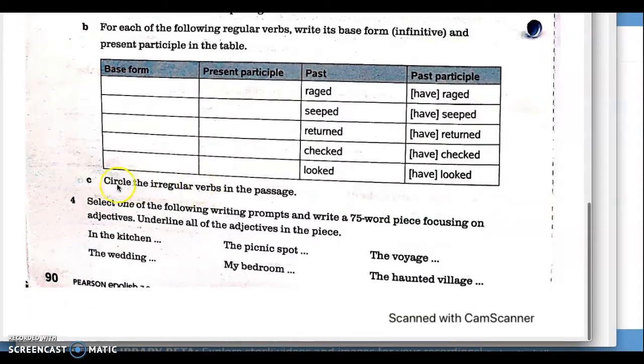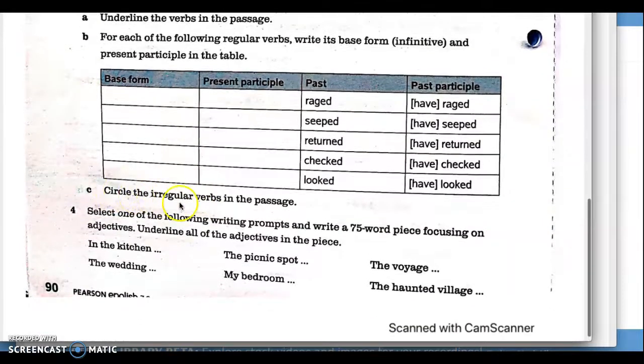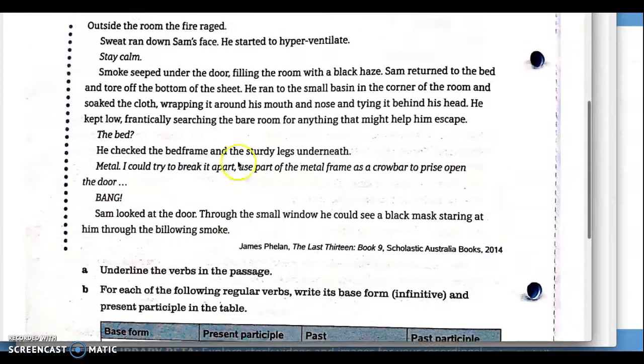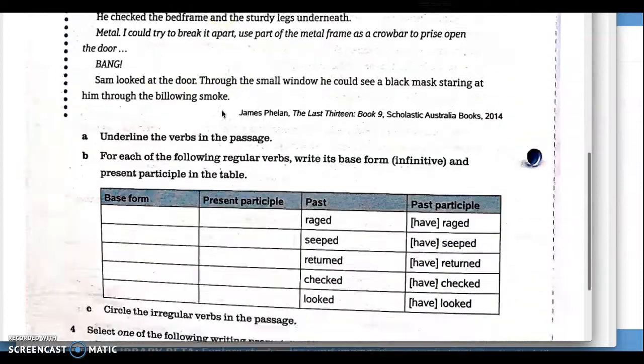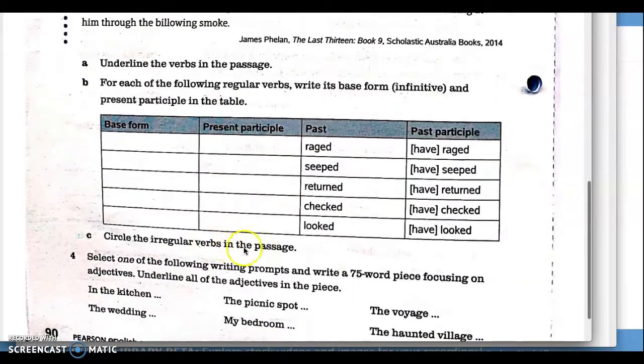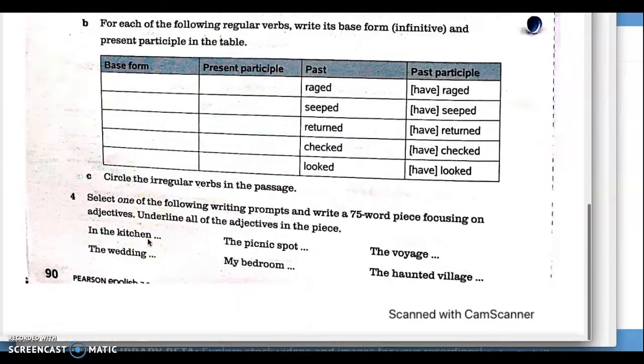C asks you to circle the irregular verbs in the passage, so that you go back up to the passage. You've already underlined the verbs. So irregular verbs, check those out and circle those ones, okay?